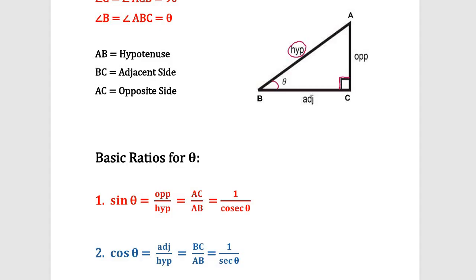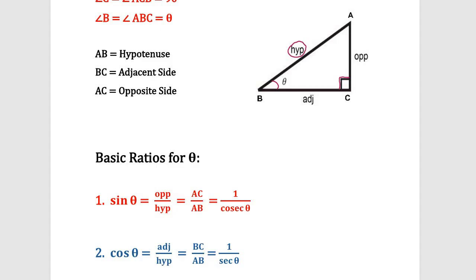For this triangle, basic ratios for theta, we have formula number 1. Sin theta equals opposite by hypotenuse. AC is the opposite side and AB is the hypotenuse, so we have sin theta equals AC by AB. Again, cosec theta is reciprocal to sin theta, so we have sin theta equals 1 by cosec theta.